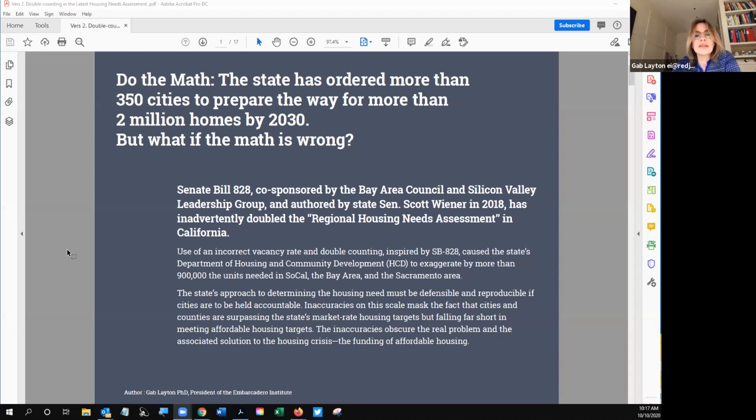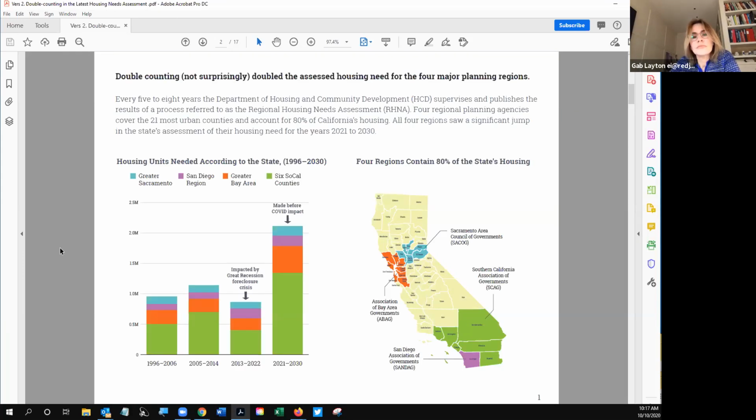Can we go to the next page, please, Rick? This just shows you the scale of the issue. So you can see on the left-hand side, these are the 4 major urban regions in California. These 4 areas, Greater Sacramento, San Diego, the Greater Bay Area, and the 6 SoCal counties make up 80% of the housing in California. And each of these bars represent one of those regions. As you can see, the green is the most predominant, and that is the LA counties, the 6 counties of Southern California.